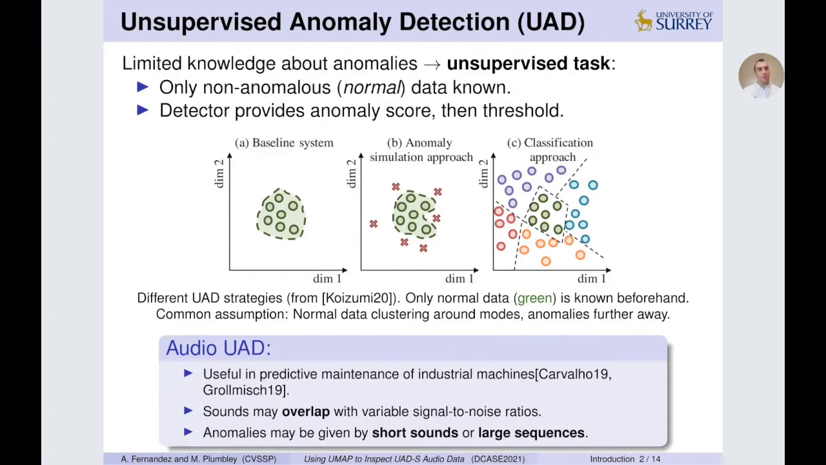In the context of audio, UAD is a promising technique for predictive maintenance of industrial machines. But there are some challenges. For instance, sounds may overlap, leading to contamination, and anomalies may be given by short sounds or large sequences, which usually implies having high dimensionality.